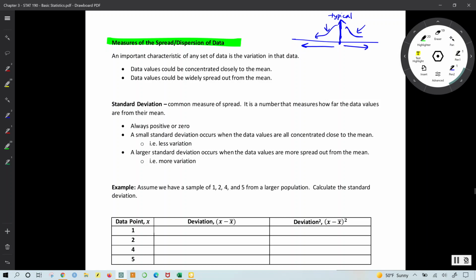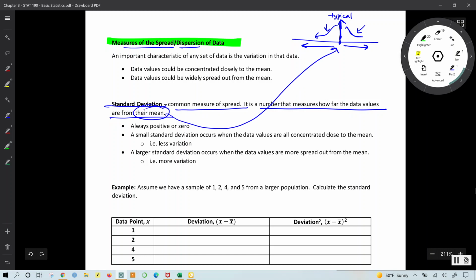The tools we use in statistics to measure that are called measures of spread or dispersion. An example of such a measure is the standard deviation, the most common measure of spread and one of the most important. It is a number that measures how far data values are spread away from the mean, assuming the mean is the typical value here. Your standard deviation is at least 0 or a positive number. It must never be negative.